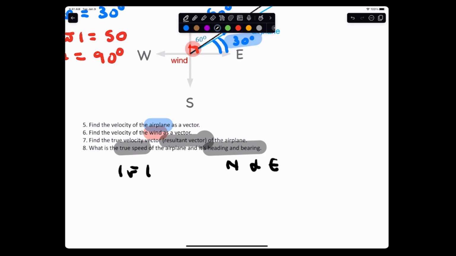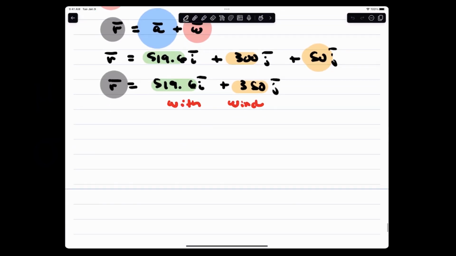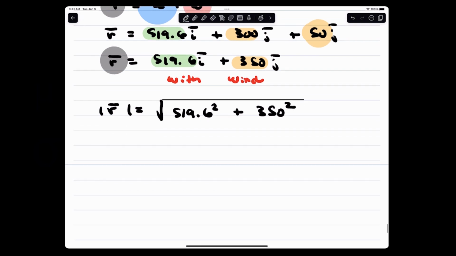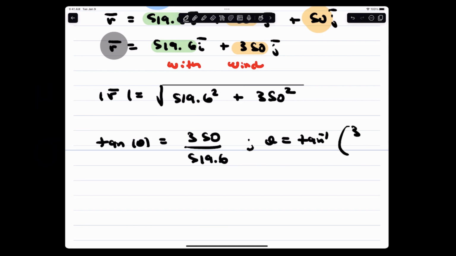Here we go. The magnitude of R, you guys know, is going to be what? 519.6 squared plus what? 350 squared. And then we're going to say tangent theta will be 350 divided by 519.6, or theta is inverse tangent of what? Yeah, let's write that all down.